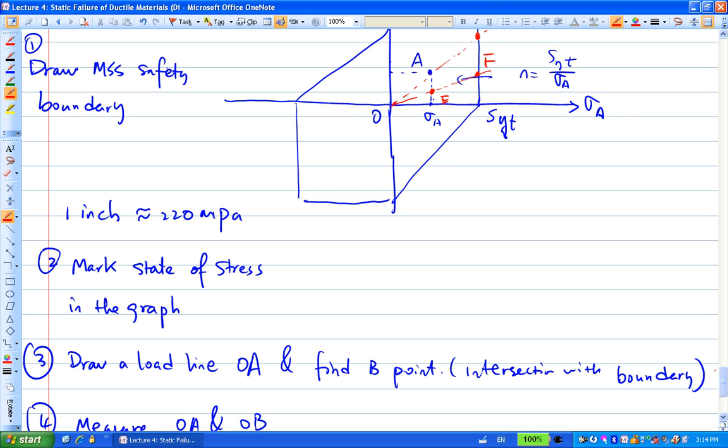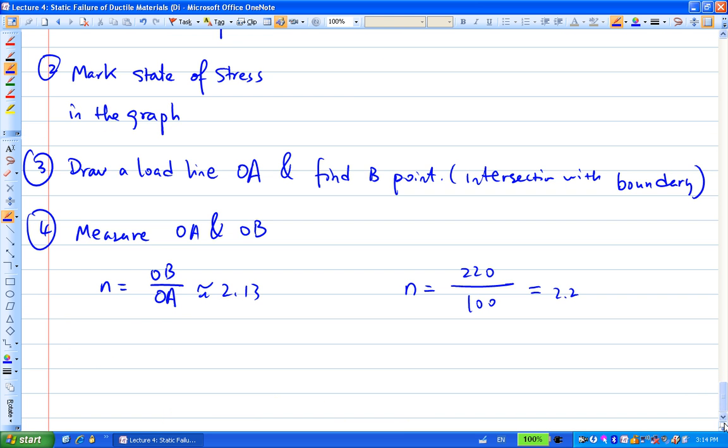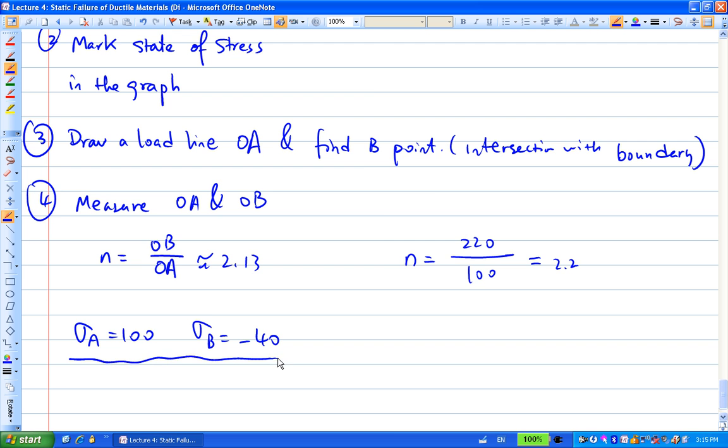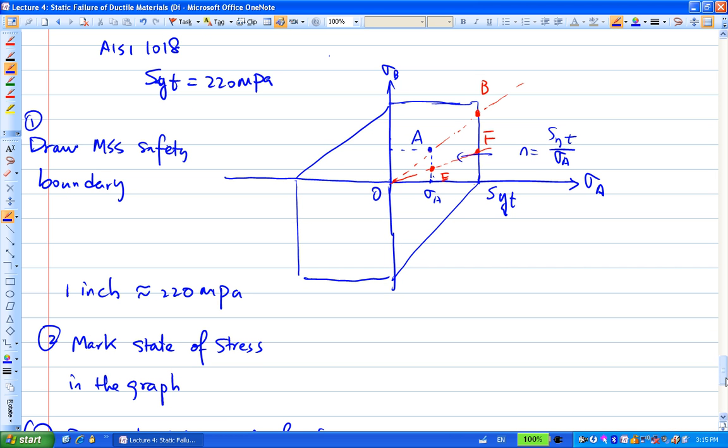We still have a couple of minutes here, so not a new example, but let's stay on this approach. How about I give you a different one: let's say sigma A equals 100, but sigma B is negative 40. How about this one? I use the same approach. Sigma A is the same value, still 100, but sigma B is negative.